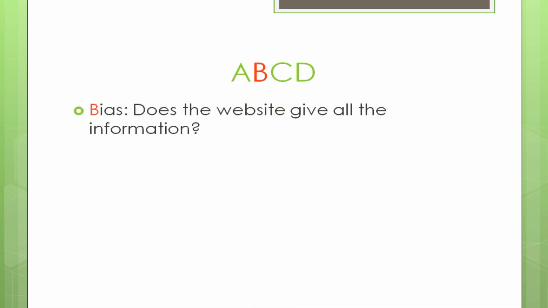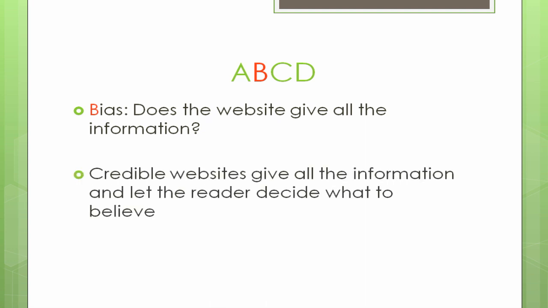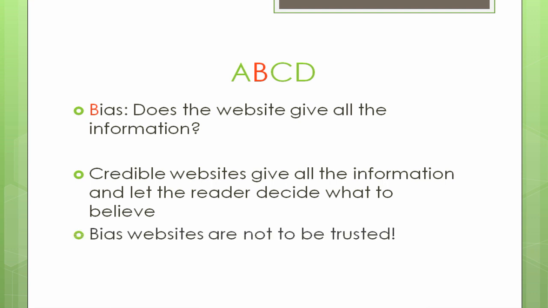Then moving along, we have our B for bias. So does the website give you all the information, or is it trying to convince you of something? Because if it's trying to convince you of something, it's not letting you decide. It's trying to get you to believe what they believe. And when we have a credible site, we want them to give us all the information and let us decide. So we can't trust any biased websites really at all.